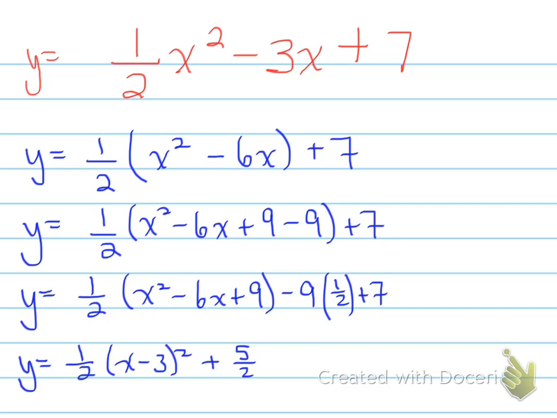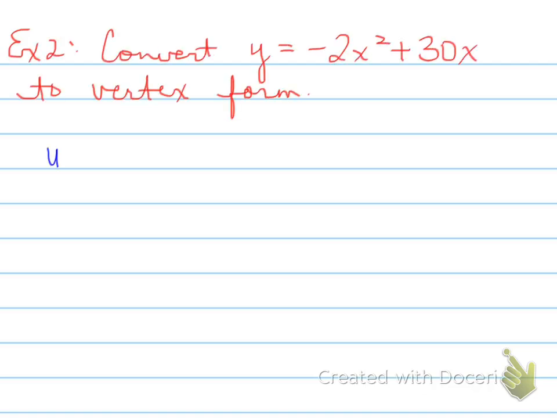All right, let's try another example. Example 2. Convert y equals negative 2x squared plus 30x to vertex form. So we have to convert this to vertex form. First step, take the jacket off of all the variables. That is negative 2 bracket x squared minus 15x. And there's nothing else left on the outside, so there will be nothing left over here as well.